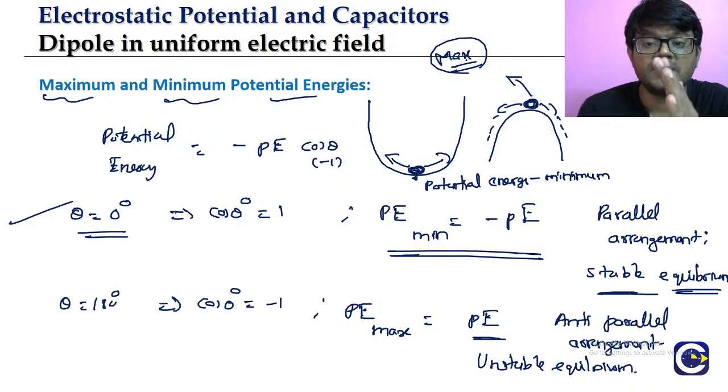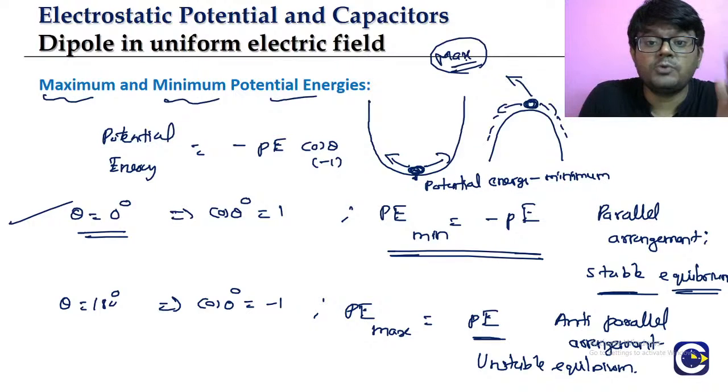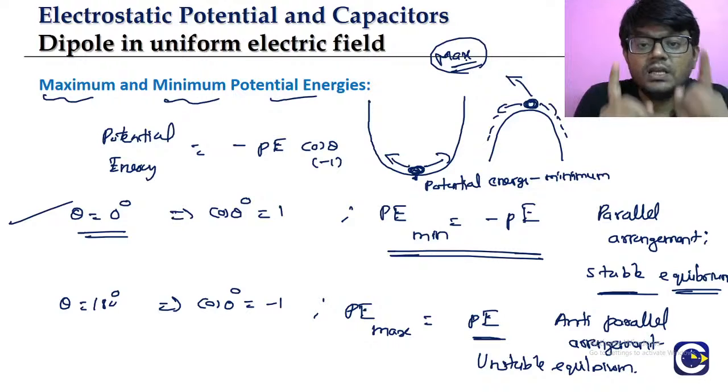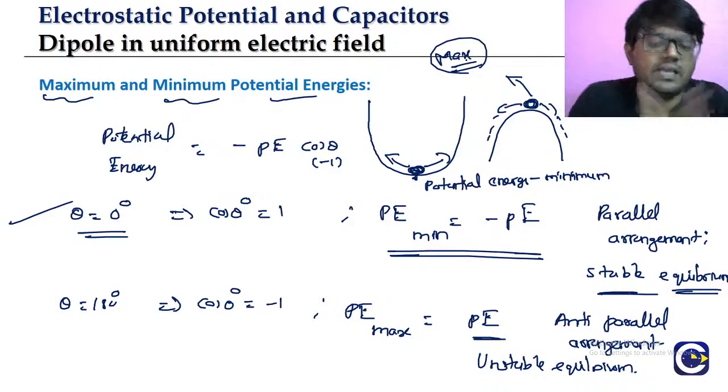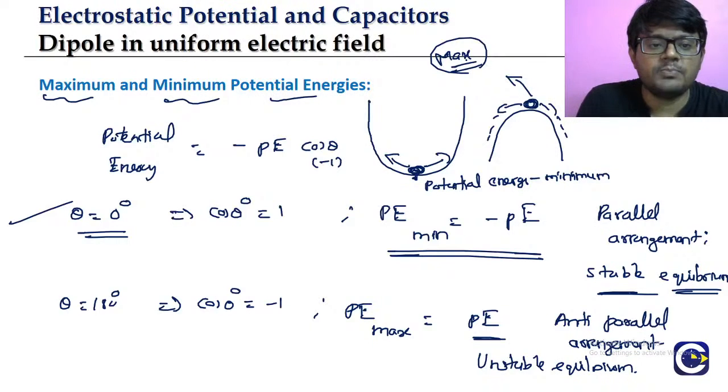So அங்கல இருந்து நம்ம dipole displace பண்ணா it will always have a tendency to go back, because that arrangement is giving us minimum potential energy. அப்படி இல்லாம if you are having a dipole in anti-parallel arrangement, அங்கல இருந்து if you just disturb the dipole, it will keep rotating away. Unstable equilibrium. Because unstable equilibrium is maximum potential energy. ஓகேவா? So this is about the maximum minimum potential energies. Maximum எப்போ reach ஆகும்? Unstable equilibrium anti-parallel. Minimum stable equilibrium parallel. ஓகேவா?